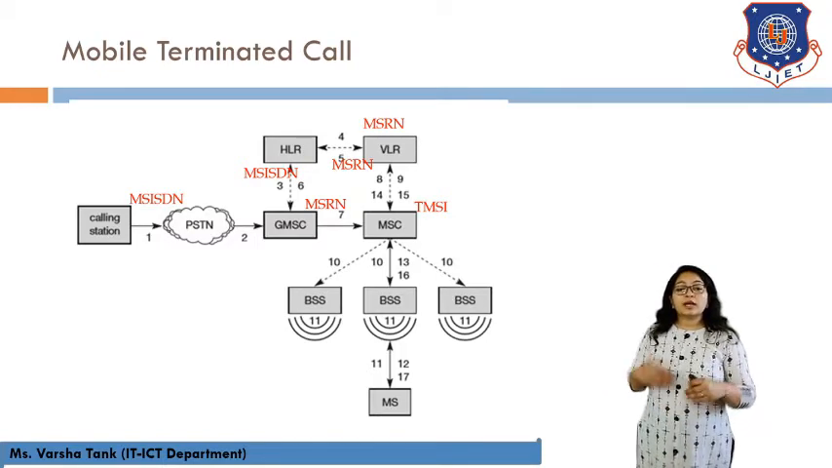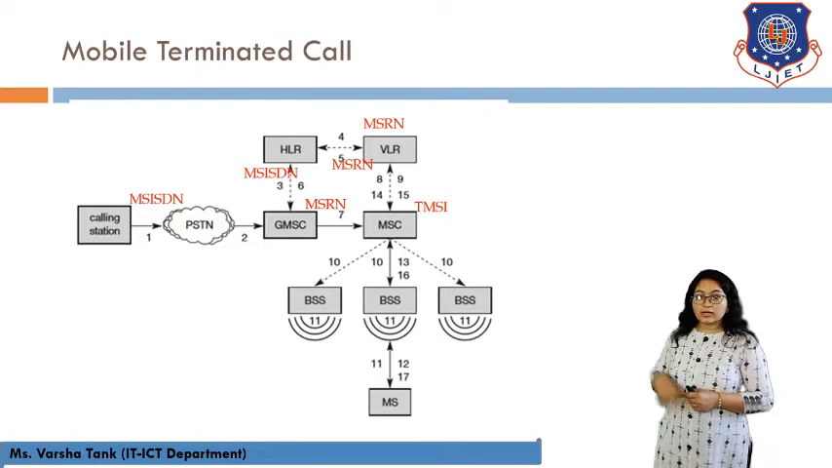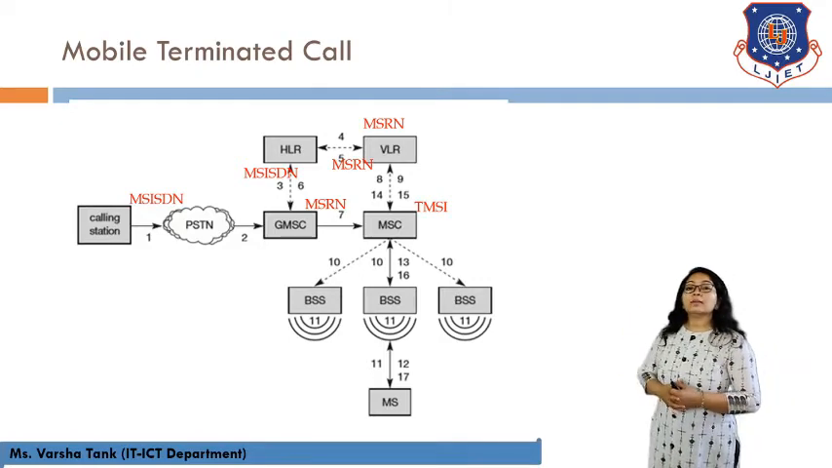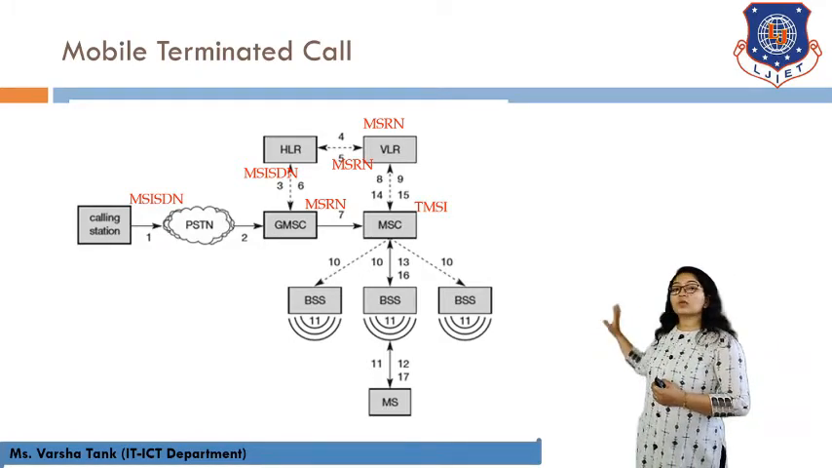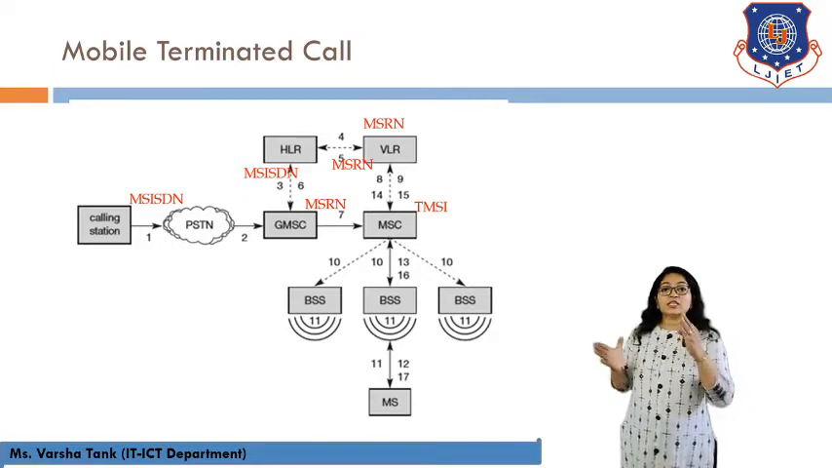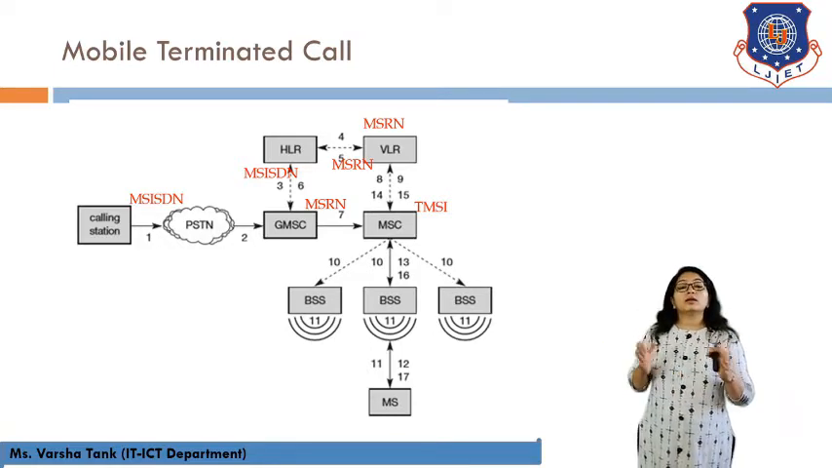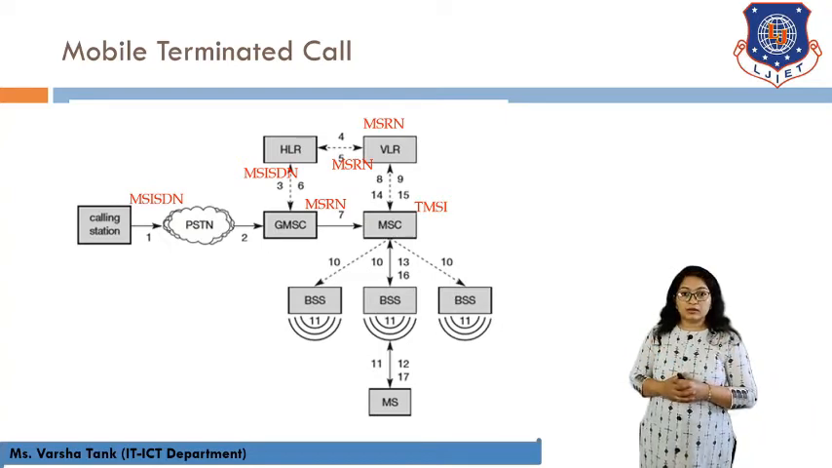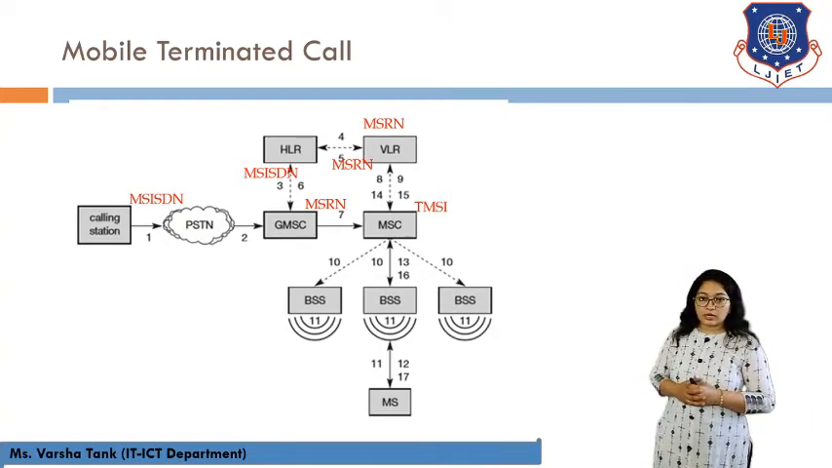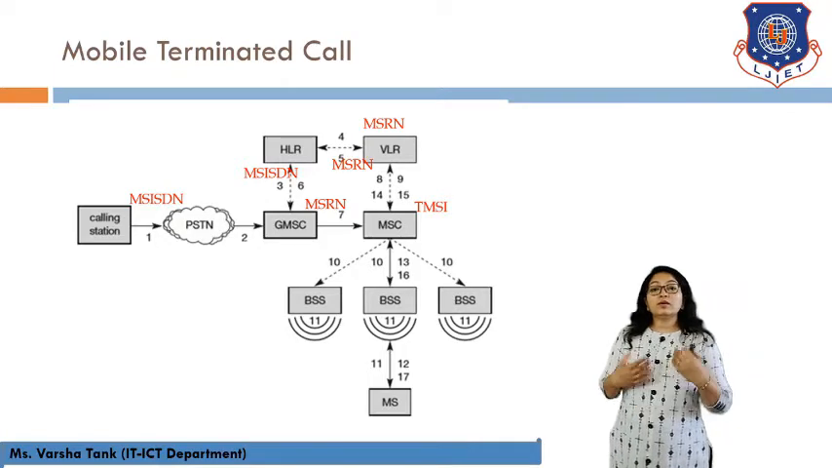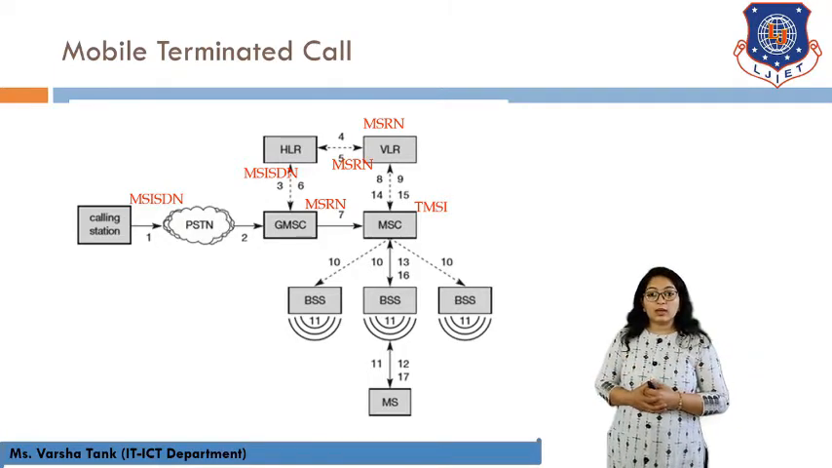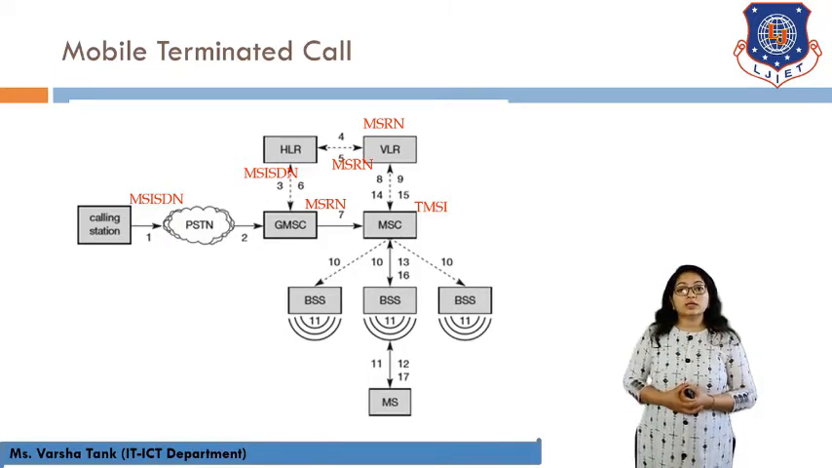Okay, so mobile subscriber integrated service digital network, that is the MSISDN number. That MSISDN number, GMSC requests from the HLR, and HLR will request from the VLR. Okay, so request that MSRN number, that is the mobile subscriber roaming number. VLR will define this mobile subscriber roaming number where the device is.